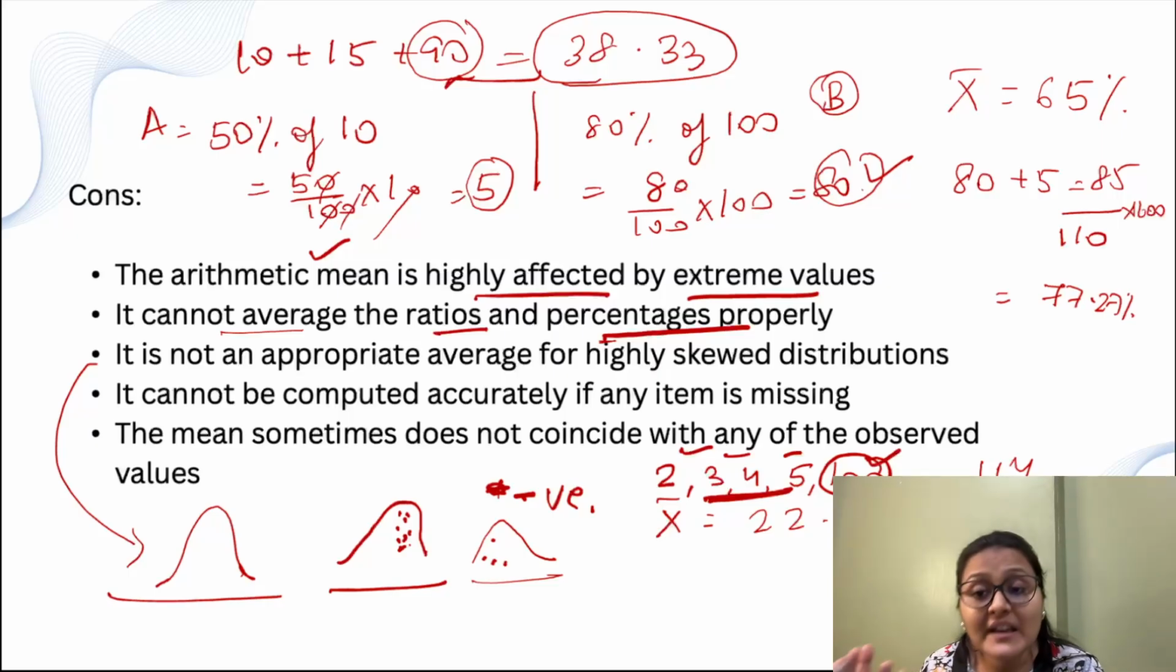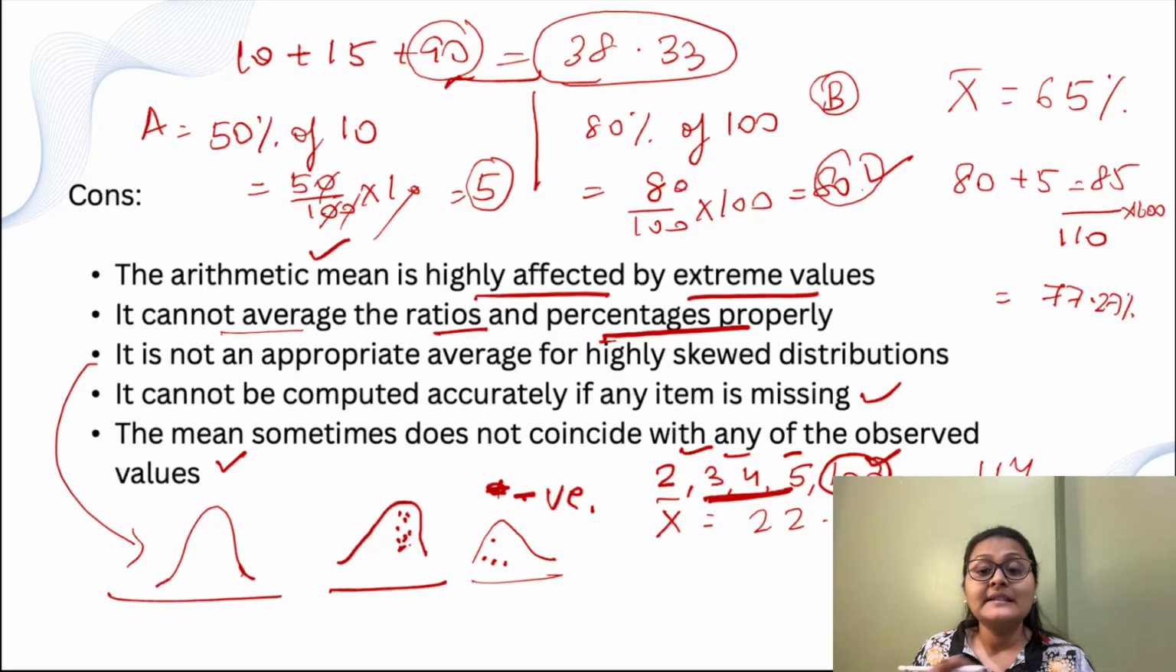Now the next point over here is it cannot be computed accurately if any sort of data is missing. Yes, if any sort of data is missing, we are not getting the answer right. The last point over here is that the mean sometimes does not coincide with any of the observed values.